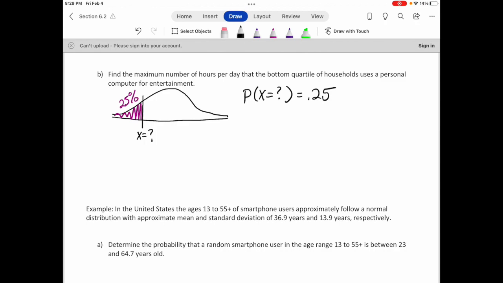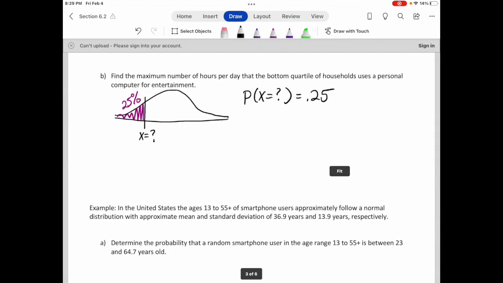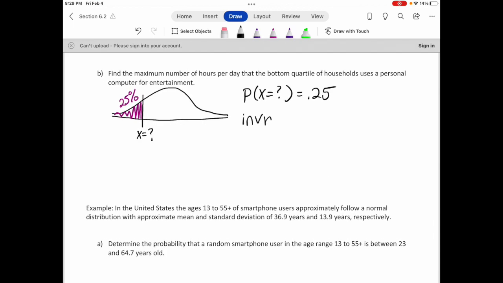When you're working in reverse and you're trying to find the percentile, remember we have that calculator function, inverse norm. So on the calculator, I'm going to put inverse norm. I want my percentile to be 0.25. Remember, this should be the percentile. Then the next thing that you put in is your mean. In this case, it's 2. And then the next thing you put in is your standard deviation, which is 0.5. And that will give you the information you need to figure out that value for x.